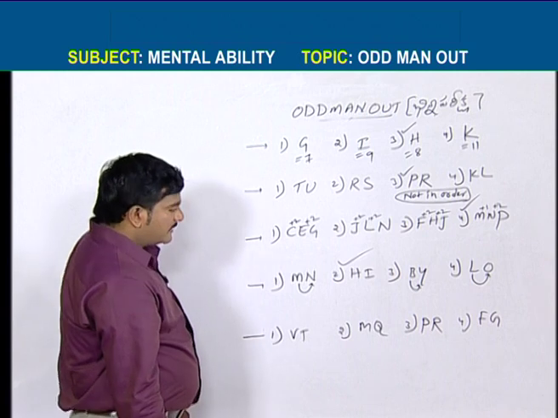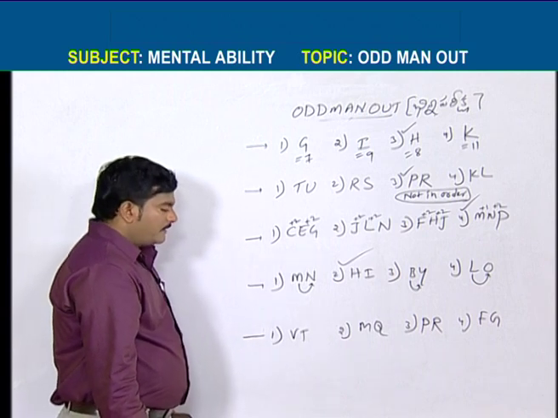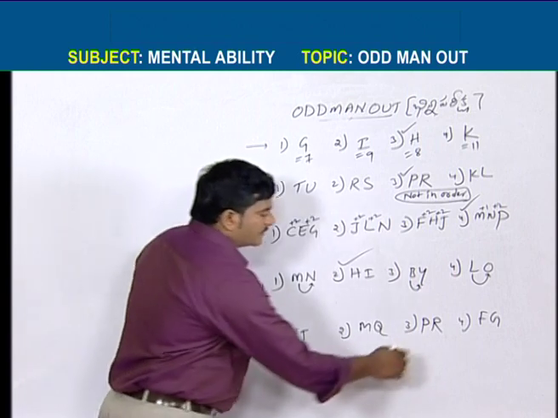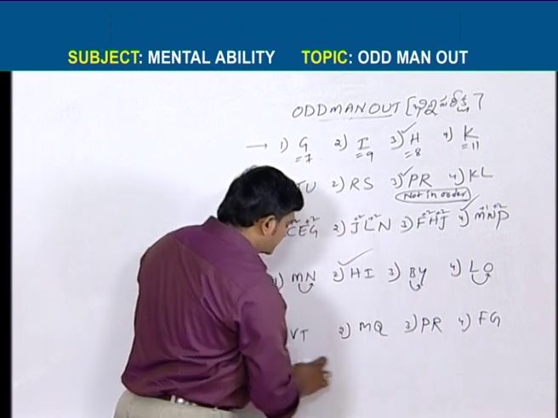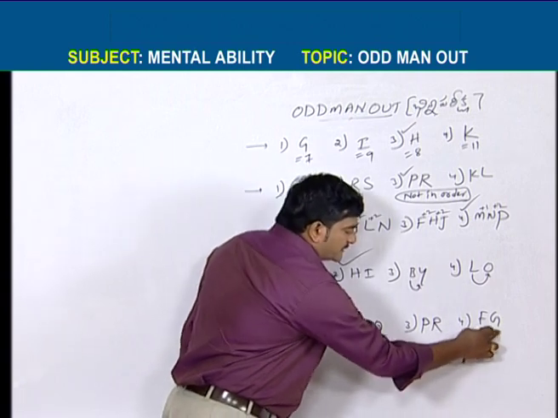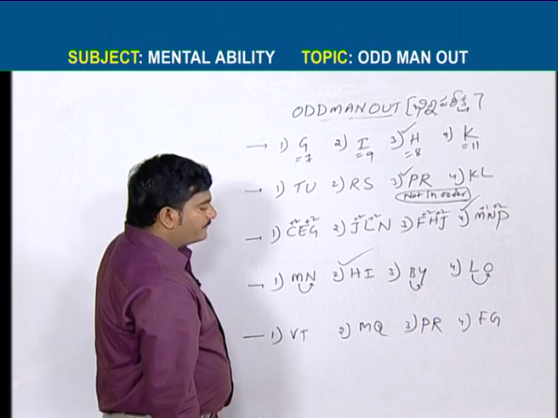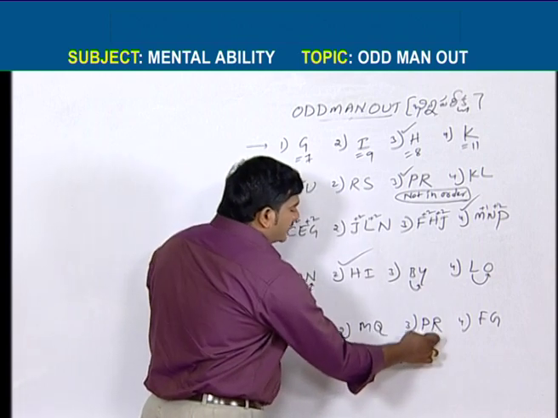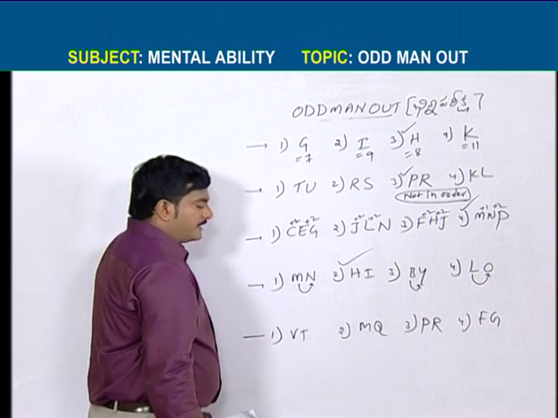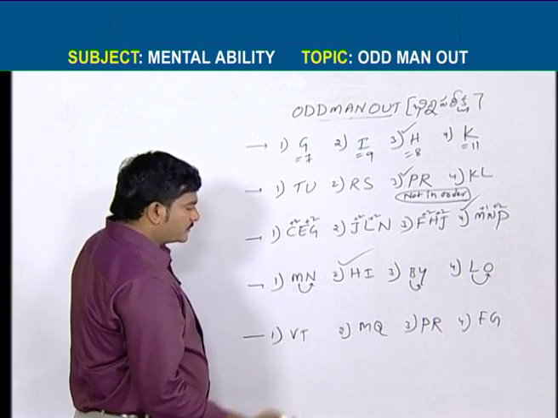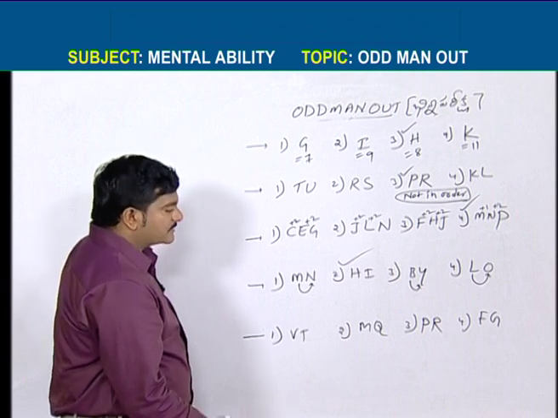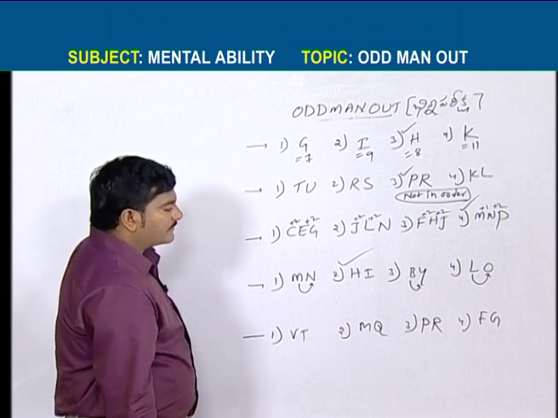See, observe here. V, T. What is the difference? Just observe. Is it increasing or decreasing? It is increasing, increasing, increasing, and then decreasing. F, G: F means 6, G means 7, there is one letter gap. P, R: 16, 18, two letters gap. M, Q: 13, 17, four letters gap. So the difference between any two alphabets is not the same. That's why it is not the concept here.